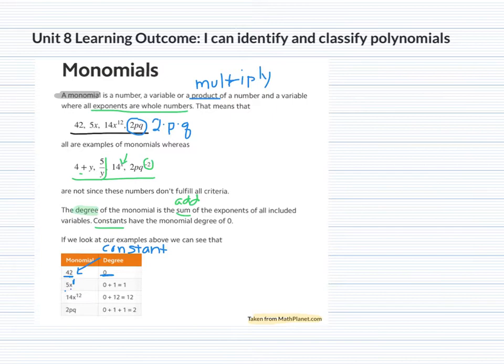14x to the 12th, so that degree is 0 plus 12, so that's 12. Here, 2pq, okay, well that's like 2 times p to the first times q to the first. So the 2 has a degree of 0. Each of these has a degree of 1, so the degree of the monomial is 2. Okay, so take some time, write down your thinkings about this, any questions you have about that. We're not done. So pause it if you need to write things down, and let's move on.